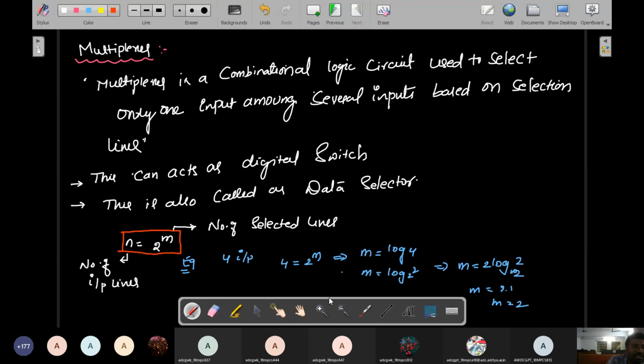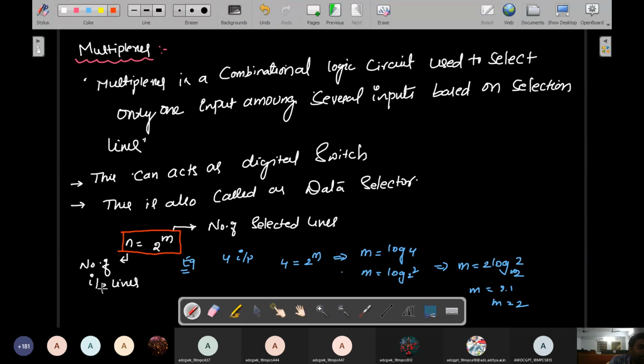Please note everybody, I'll draw the block diagram of the multiplexer. This is the multiplexer definition and how the multiplexer is used, and it is also called a data selector, and this is a very important formula to find the selection lines. Here n is equal to 2 power m is the formula.